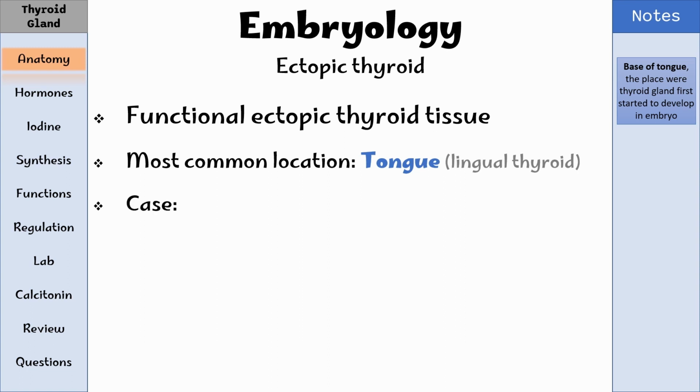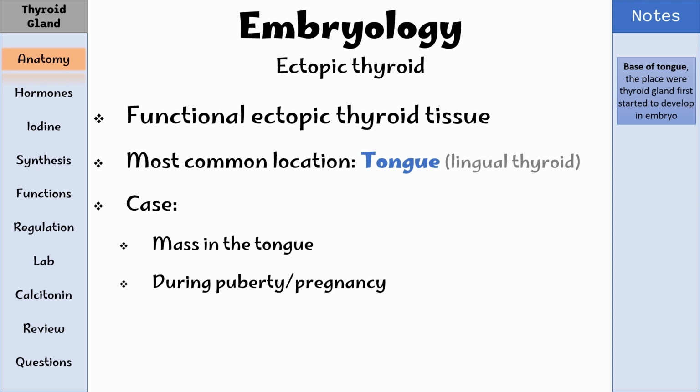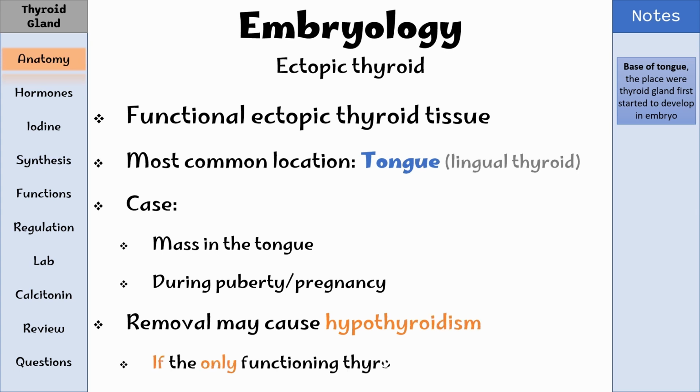A patient will present with a mass in the tongue, usually at the time of puberty or pregnancy. Because of high hormone demands, the ectopic thyroid tissue is stimulated and grows in size. Removal of the ectopic thyroid may result in hypothyroidism because it may be the only functioning thyroid tissue in some cases.